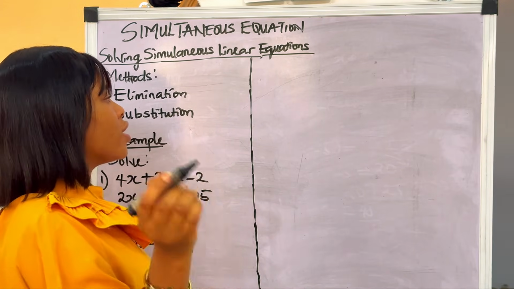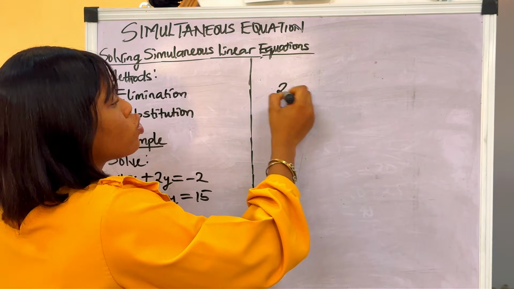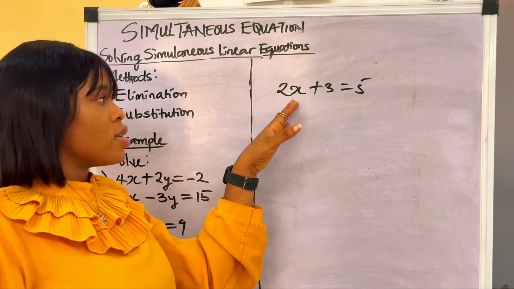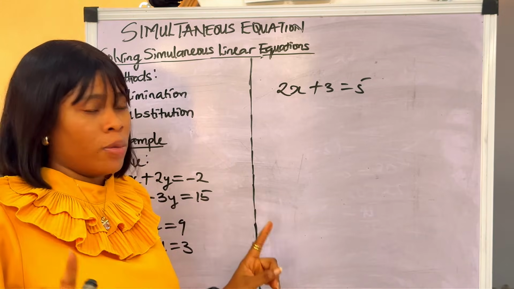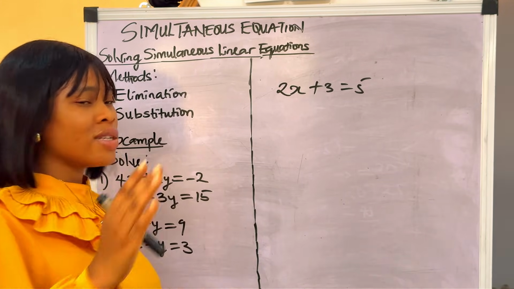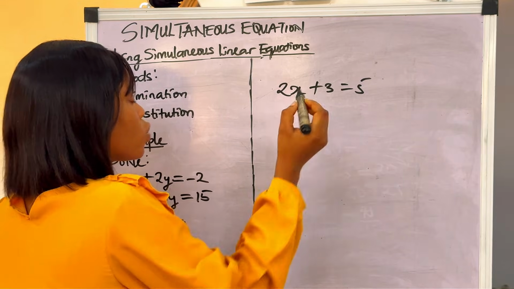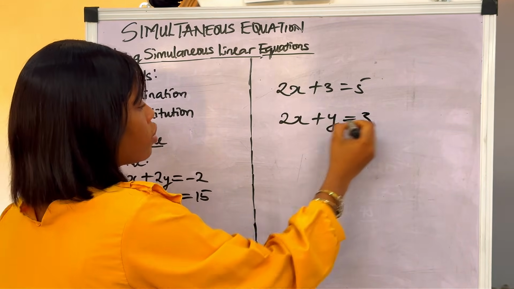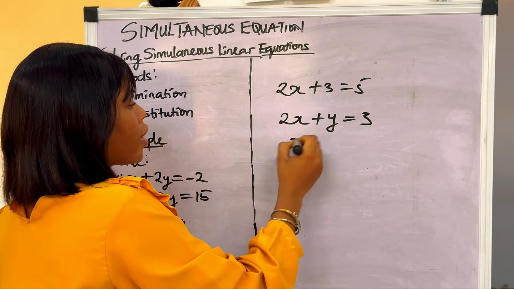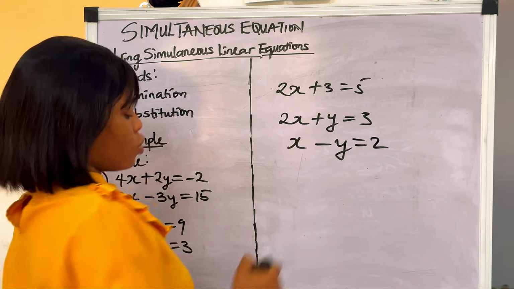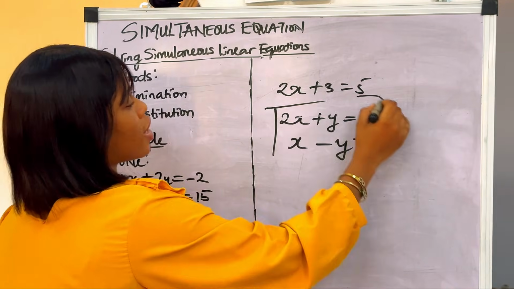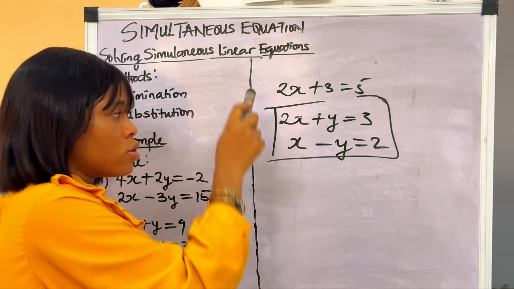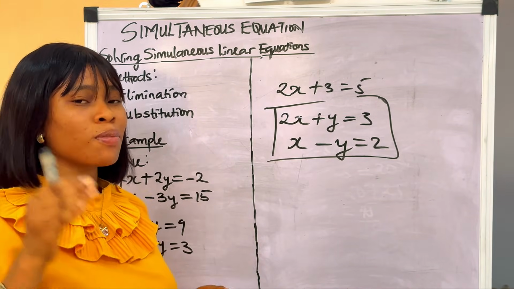Remember, we have the linear equation when you just have 2x plus 3 equals 5. This is a linear equation with just one variable. Now, when we talk of simultaneous linear equations, it has to do with equations in this form: 2x plus y equals 3, x minus y equals 2. Now, this is a simultaneous equation where you have to solve both equations at the same time.